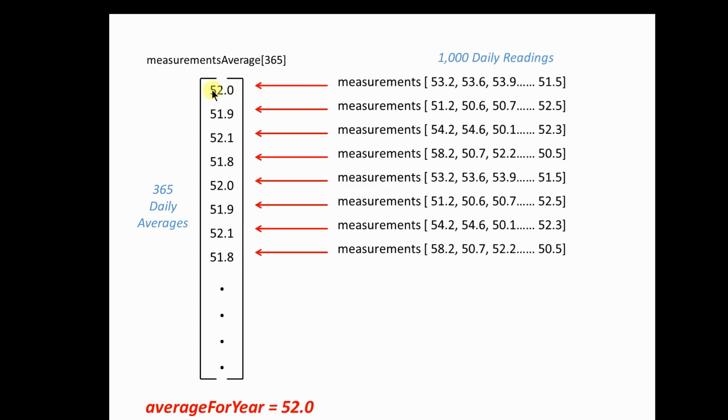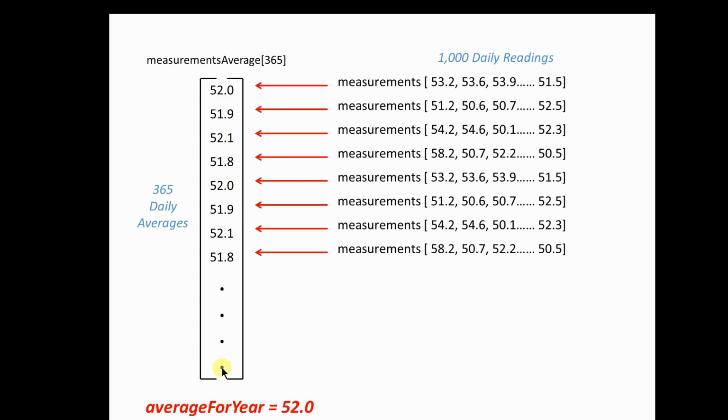Each day I'm going to take an average of those 1,000 readings and put it in another array, called measurements average. That's going to have 365 elements, one for each day. So I do it the first day, I take an average, put it in the array. I do 1,000 readings for the next day with 1,000 other random measurements, and I've got an average for that. So I build up 365 daily averages in this other array.